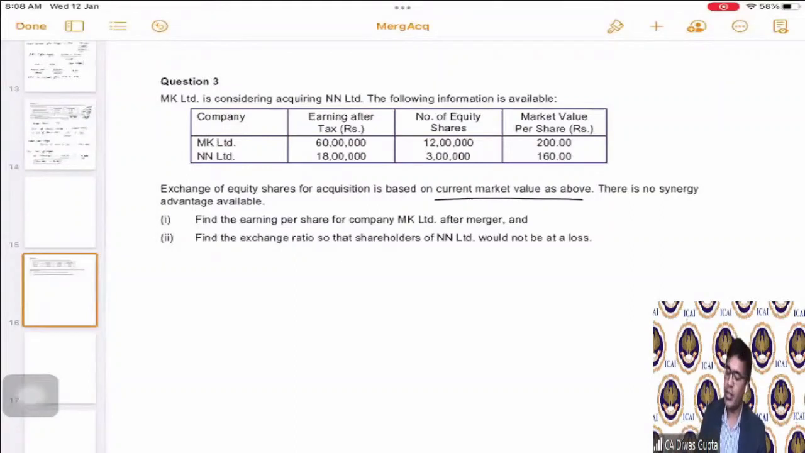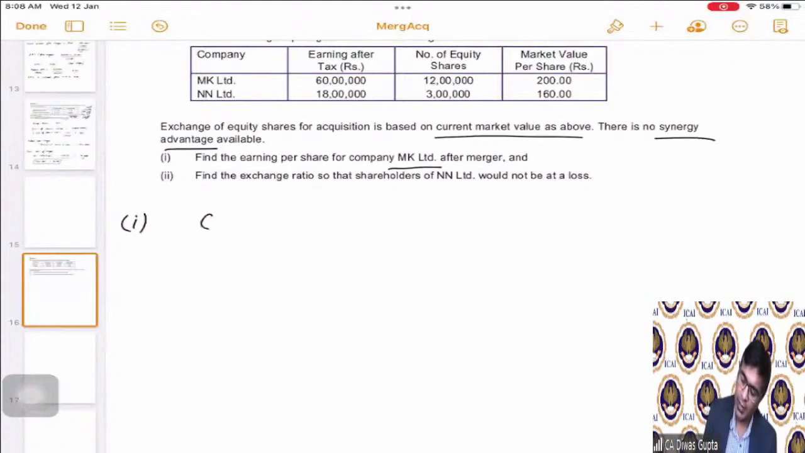There is no synergy advantage available. You can assume A plus B is equal to A plus B. Find the earnings per share of company MK Limited after merger. Now this is very easy for us.